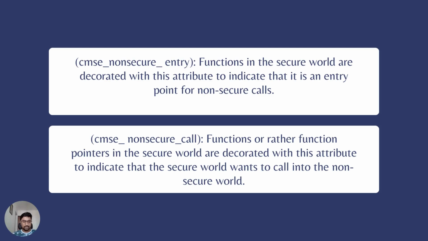The other is cmse_nonsecure_call. This attribute is used by the functions in the secure world which are going to call the non-secure program, or jump to the non-secure program. So the first one is the entry point, and the second one, cmse_nonsecure_call, is the exit point from the secure world.